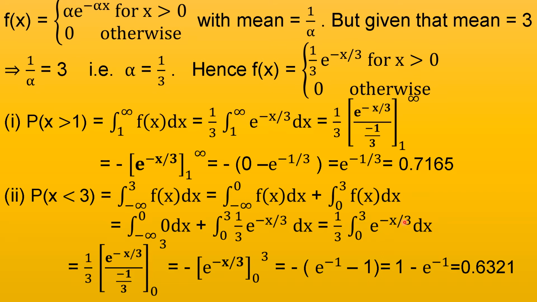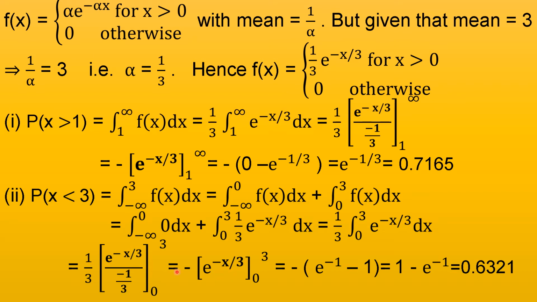Integration of e power minus x by 3 means e power minus x by 3 divided by the coefficient of x, which is minus 1 by 3. So multiplied by 1 by 3 divided by minus 1 by 3, the 1 by 3 cancels. The minus sign remaining can be kept outside the bracket. Difference of this e power minus x by 3 at the upper limit 3 and lower limit 0.